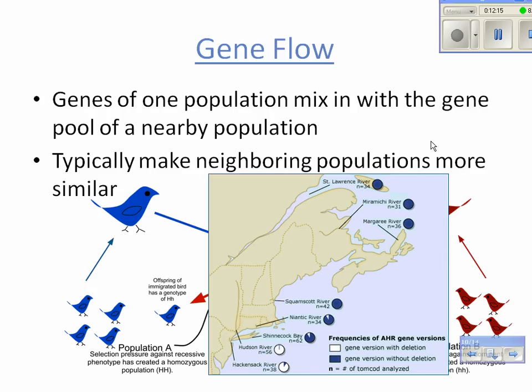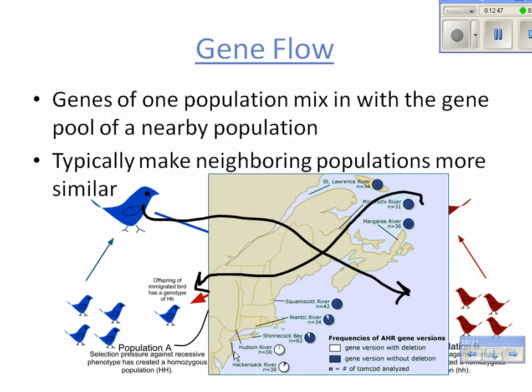Another example of gene flow is, again, with the tomcods, where the Hudson River is where the tomcod first evolved the PCB resistance, but because the Hudson River and the Hackensack are so close to one another, some fish probably migrated over here and allowed that one gene to flow over to the Hackensack. And now the Hudson and the Hackensack are interbreeding, and the Hackensack fish have the same mutation that the Hudson did.